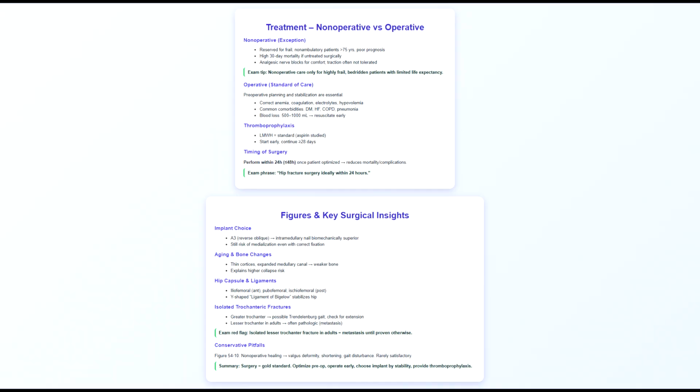This reinforces the point that conservative treatment of these fractures is rarely satisfactory and should be avoided except in very select cases. To summarize this section, surgical stabilization remains the gold standard. Preoperative optimization, timely surgery, appropriate implant selection, and careful postoperative care all directly influence outcomes. Exam questions will frequently test when non-operative treatment is appropriate, what the timing of surgery should be, which implant is best for unstable fractures, and what the expected complications are when these principles are not followed.